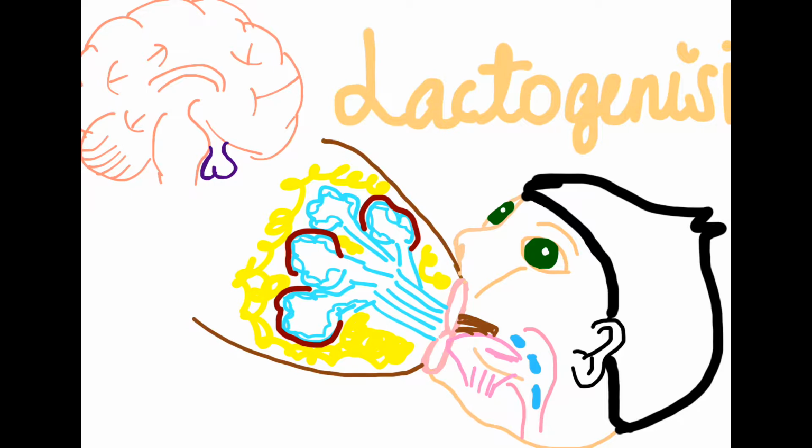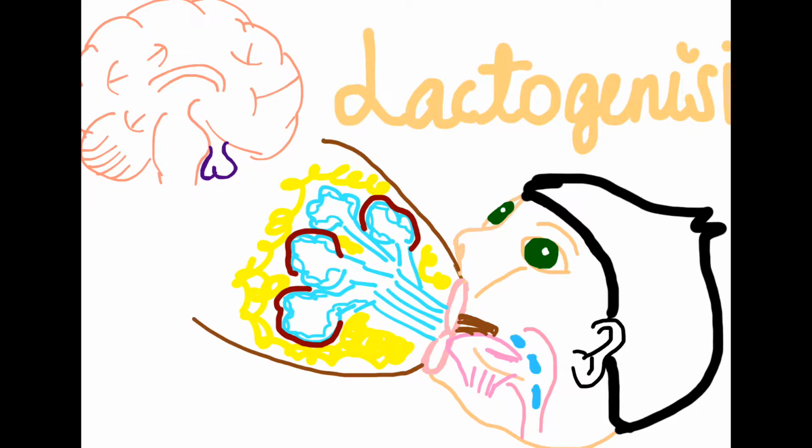Here I have an image of our brain. More specifically, we need to focus on the pituitary. We have an image of our breast, and we have a baby. This is baby Venus, who is suckling on her mother's breast. To understand production of breast milk, we need to first understand the prolactin pituitary axis and all that good stuff.